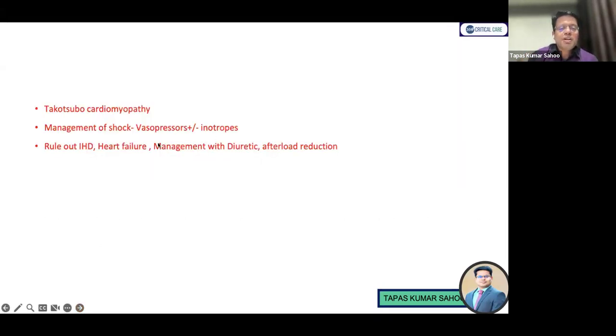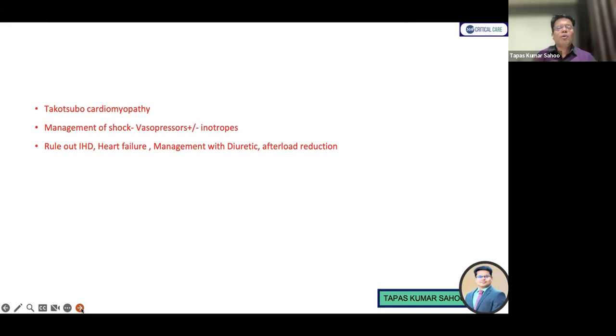Okay. Management of the shock with vasopressors plus minus inotropes. You have to rule out ischemic heart disease. Already you have done this with CAG. Heart failure management with the diuretics and afterload reduction. Clear? Tachycardiomyopathy, very favorite question.